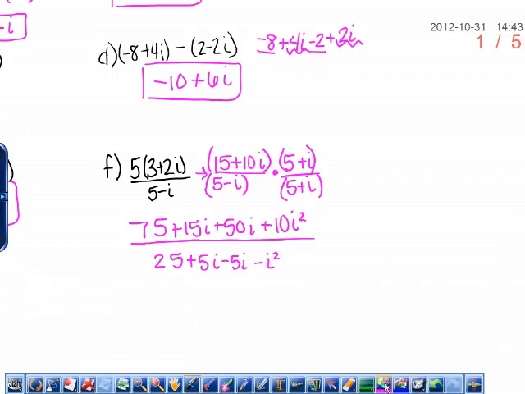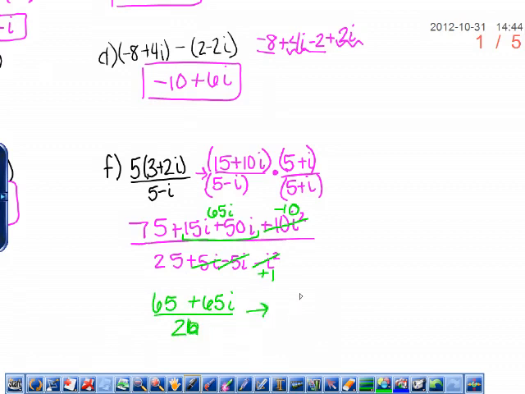Okay, so let's simplify. 15i and 50i is going to give me 65i. Plus 10i squared, what does that give me? Negative 10. 5i and negative 5i, those cancel. Negative i squared becomes plus 1, because it's minus negative 1, which becomes plus 1. All right, so 75 minus 10. So this is 65 plus 65i over 26.